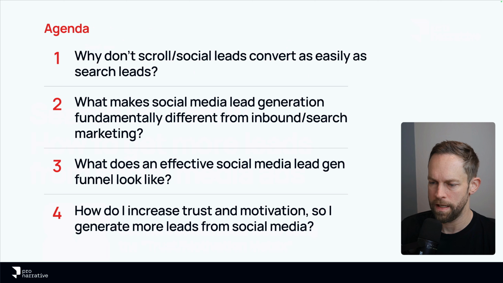I know it's been done to death, but a funnel is still an effective thought model that even at the CEO and executive level, it's very important to consider when we analyze this problem. And then lastly, how do you actually get better results? How do you generate more leads from social media? And that's by increasing trust and motivation. And that's sort of the core of the solution, of the answer to this question. So let's dive right in.